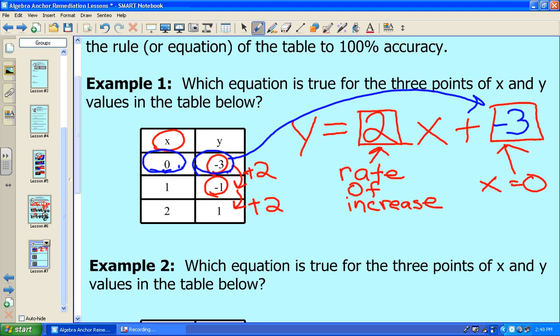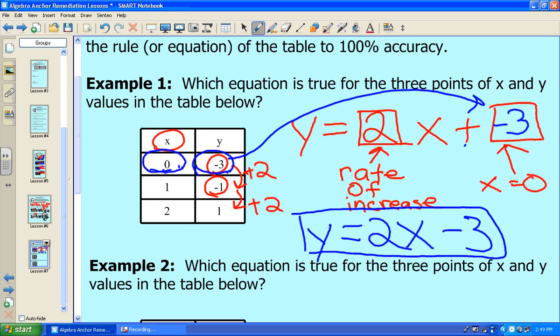All right, now to simplify that answer, you can just write the equation y equals 2x. Whenever you have plus a -3, that's the same as just writing -3. Okay, so your equation or rule is y equals 2x minus 3.